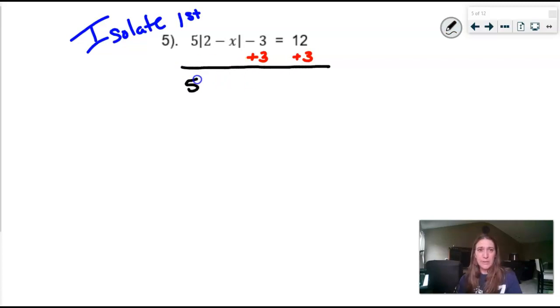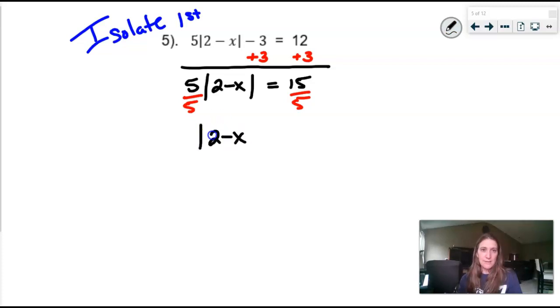Ugh, no thank you. All right, so you still have 5 times the absolute value of 2 minus x equals 15. So now when I divide both sides by 5, finally we're isolated. So we have the absolute value of 2 minus x equals 3. I'm going to write a little note after this point right here. That's all been isolation, okay? So now we can think about setting up our two problems.